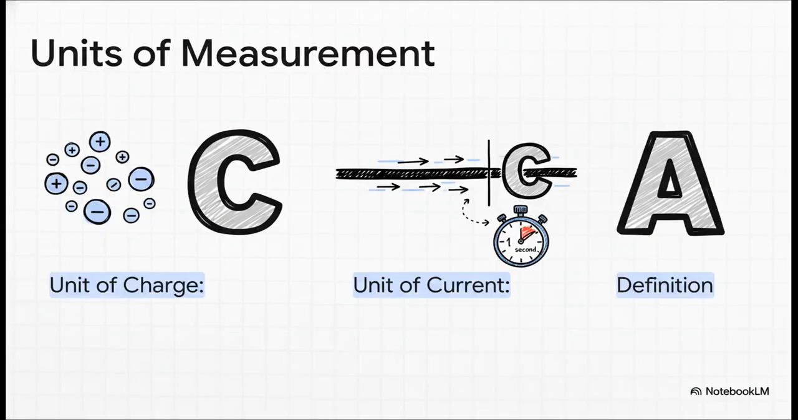Now let's talk about the units. The SI unit of electric charge is the coulomb, and we write it with a capital C. The unit for electric current is the ampere, written with a capital A. It's named in honor of the French scientist André-Marie Ampère. So what is 1 ampere? 1 ampere is simply the flow of 1 coulomb of charge in 1 second.